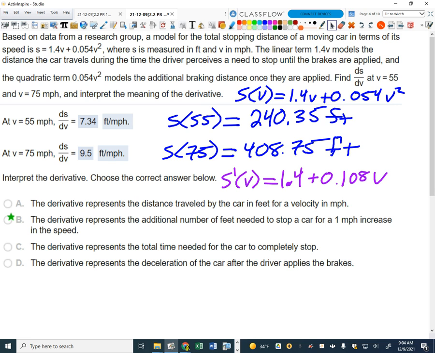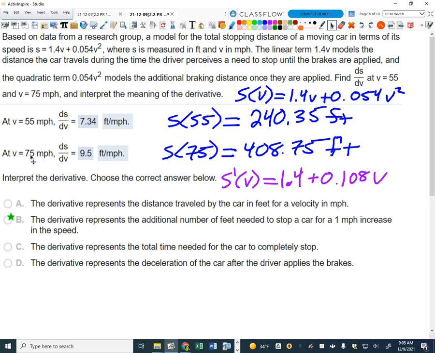How sensitive is the output, stopping distance, with respect to changes in the input? That number by itself may not even be super useful, but it is useful to make a comparison between those two, right? What do we notice here? We notice that when the speed is higher, stopping distance is more sensitive to increases in speed, right?